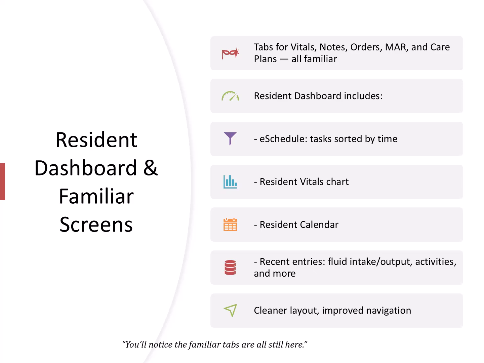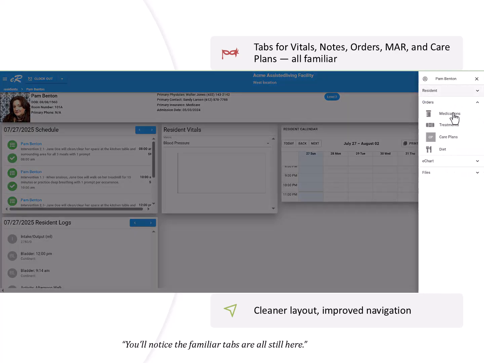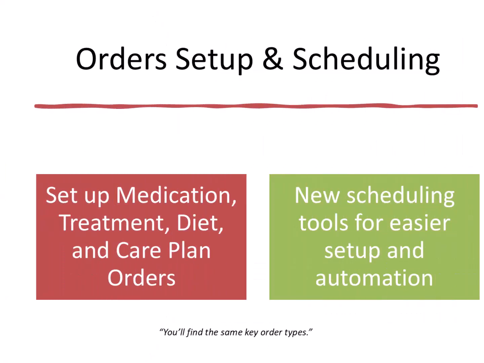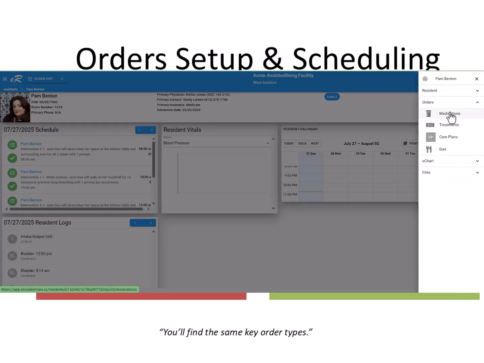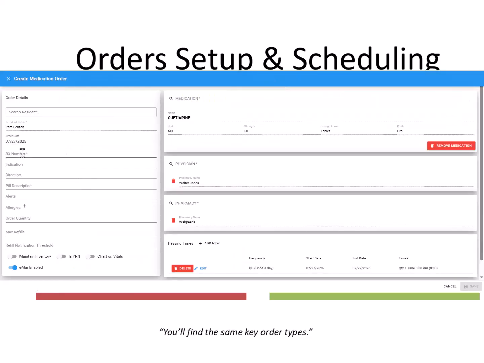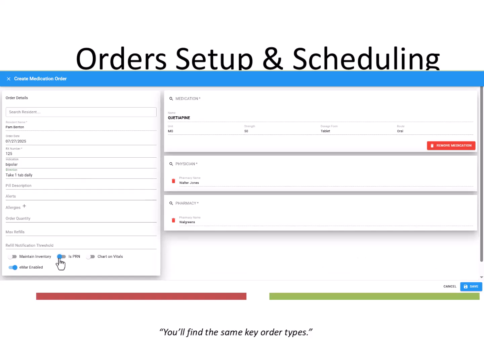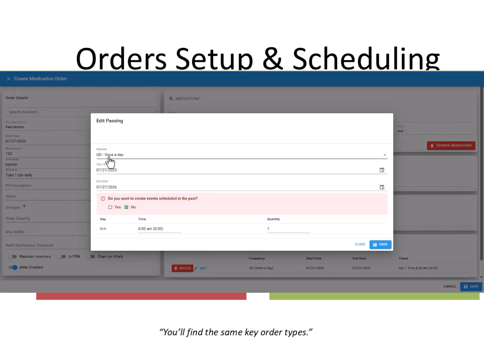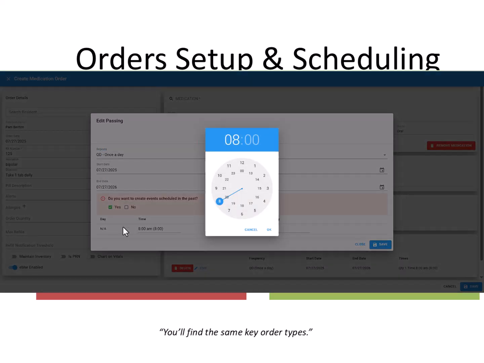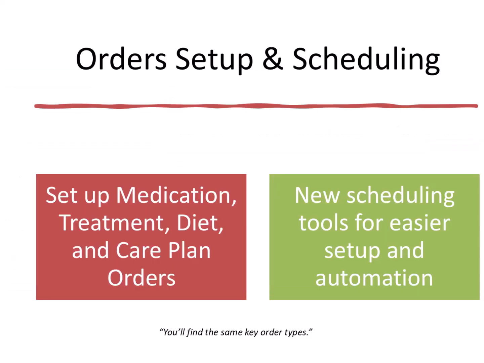You'll find the same key order types: medication, treatment, diet, and care plan orders. In version 2.0, setting up medication, treatment, or care plan orders is faster and more intuitive. Just select the type, add the details, and choose from flexible scheduling tools that make it easy to stay compliant. Once saved, orders flow directly into your daily charting and alerts, no extra steps. But now, setting them up is faster with dynamic scheduling, frequency selectors, and better visibility into what's due.